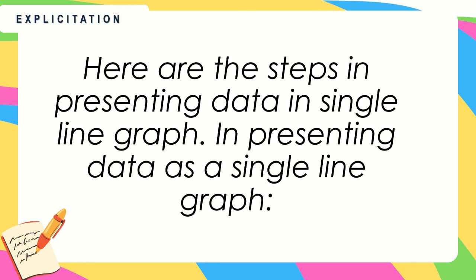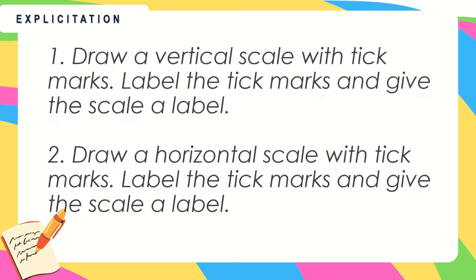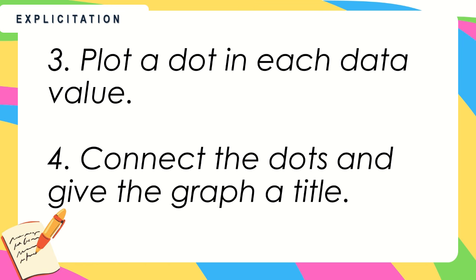Here are the steps in presenting data in a single line graph. In presenting data as a single line graph, draw a vertical scale with tick marks. Label the tick marks and give the scale a label. Draw a horizontal scale with tick marks. Label the tick marks and give the scale a label. Plot a dot in each data value. Connect the dots and give the graph a title.